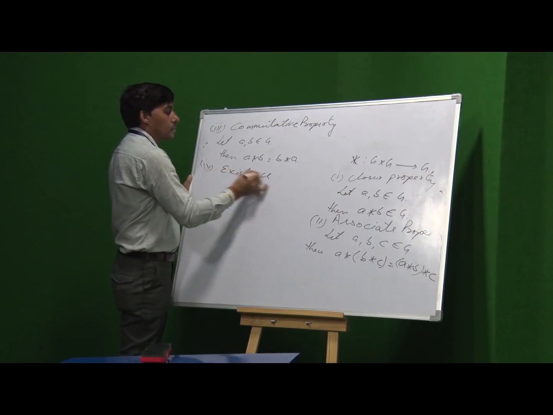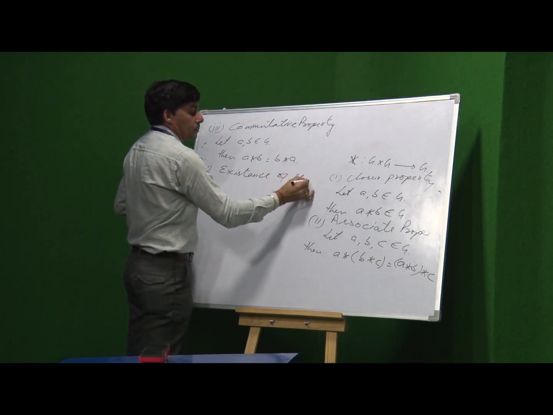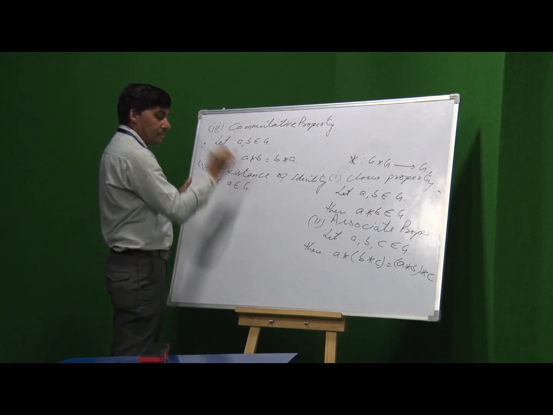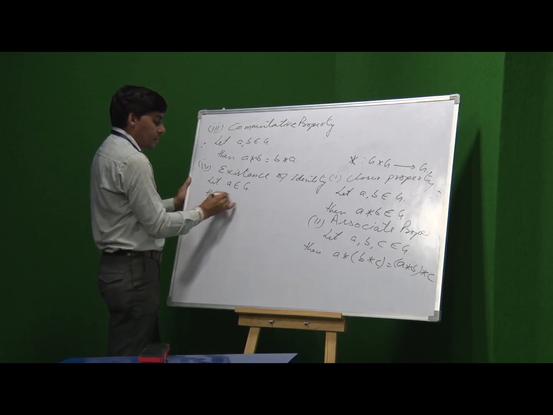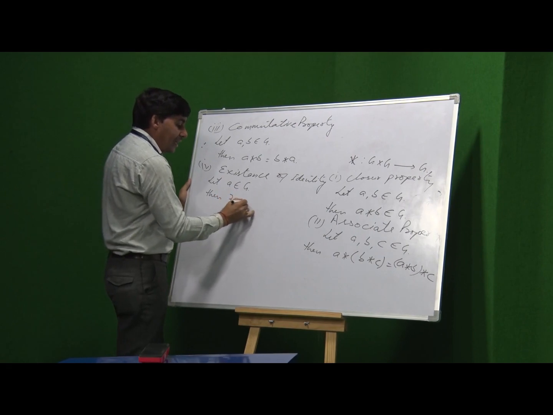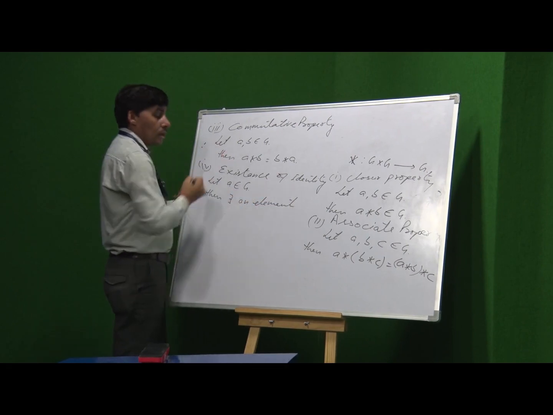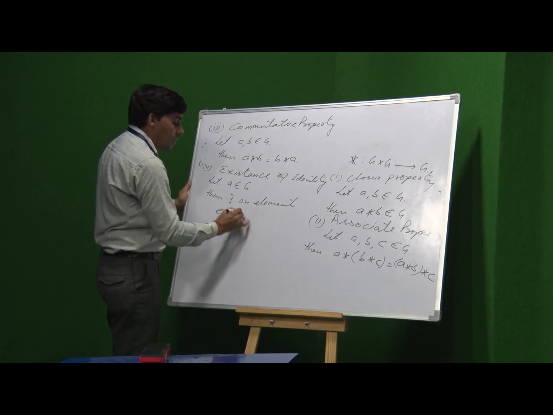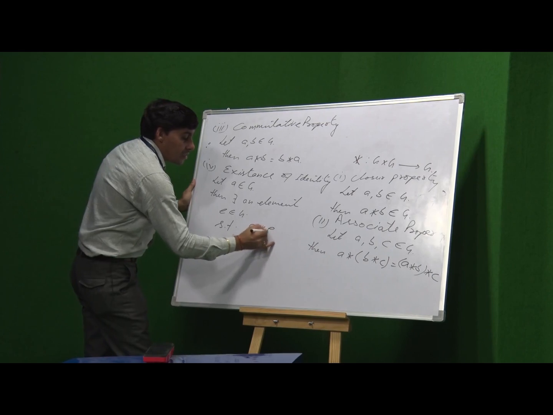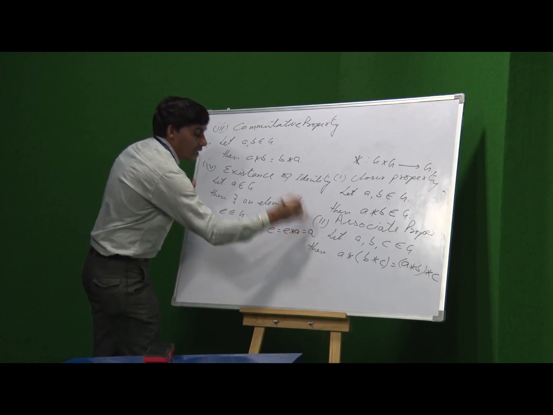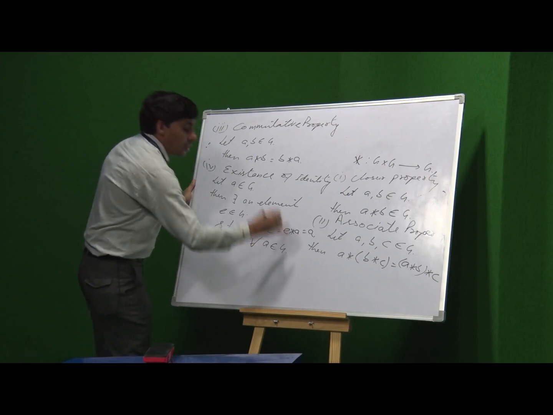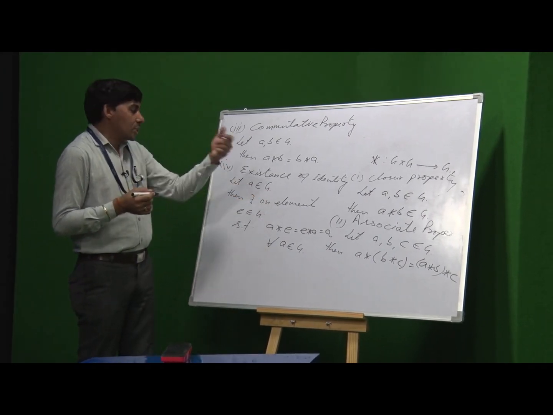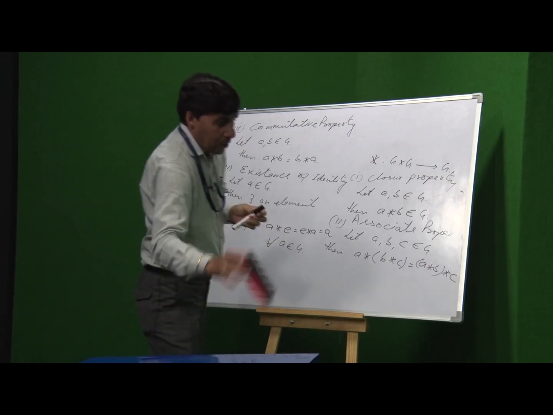Fourth one, existence of identity. Let A belong to the set G, then there exists an element, a unique element, such that there exists an element E belonging to G such that A star E is equal to E star A is equal to A, for every A belonging to G. Then E is called the identity element of the set G. The next one, fifth property, the inverse property.